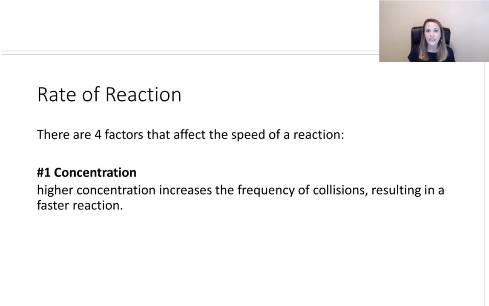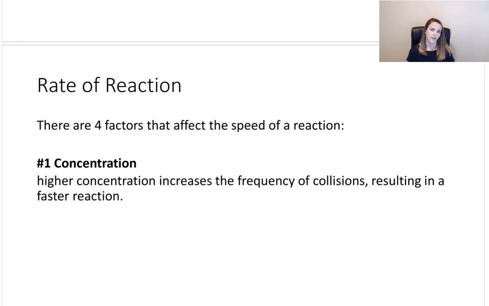Before I get really deep into the thermo component of it, I want to start off by talking about our 4 factors that actually affect the speed of a reaction, or the rate of your reaction. Number one, the first thing that we already talked about in episode 10, the very first thing I taught you about kinetics, is that concentration will definitely affect the rate of the reaction. What it says here is that a higher concentration increases the frequency of collisions. As the collisions go up, as a result of our concentration, that results in a faster reaction.